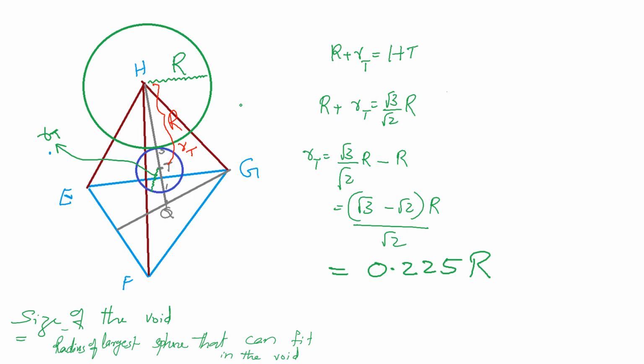So, we already calculated HT. Here HT is equal to R plus small rt. And HT is substituted from the previous calculation, root 3 over root 2 times R, and simplified to get RT. The size of the tetrahedral void is 0.225 times R, capital R, where capital R is the size of the atom that constitutes this particular unit cell.